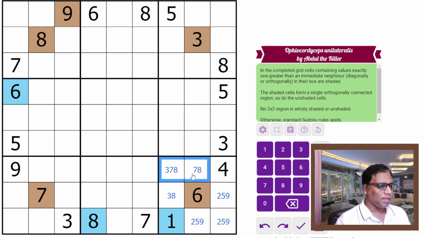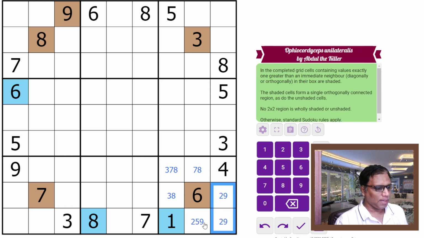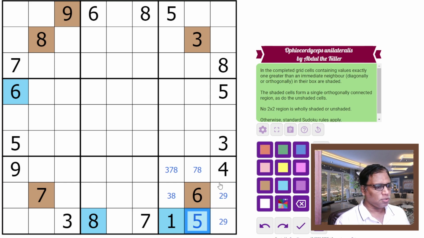One of these is definitely dark, and the other one depends on where the 3 and 2 are. 9 could also be dark if 8 is here. 5 could also be dark if 5 is here and 4 is here. Oh, this cannot be 5, right? This cannot be 5 because of this, and that means that's 5. And we can immediately say that 5 is light because it is not an immediate neighbor.